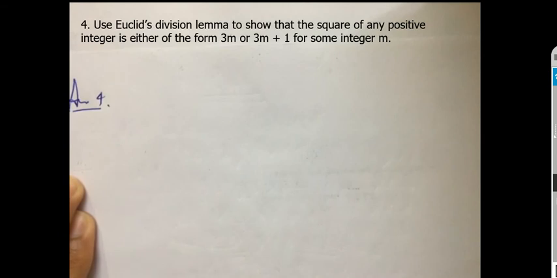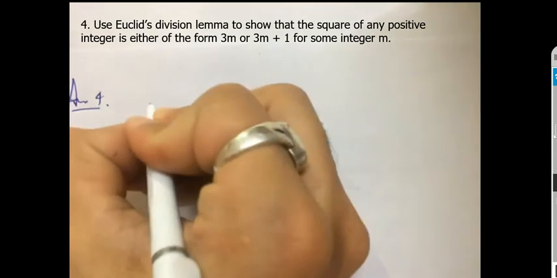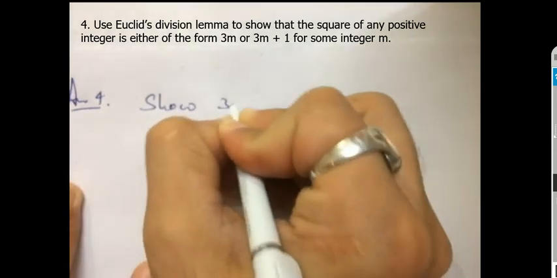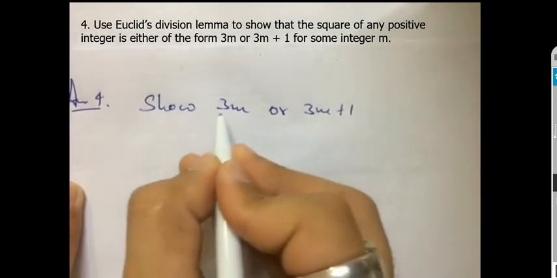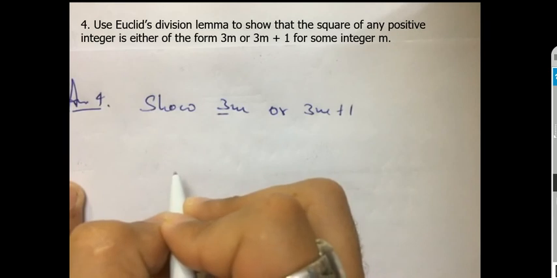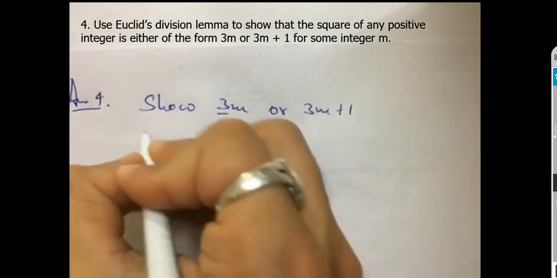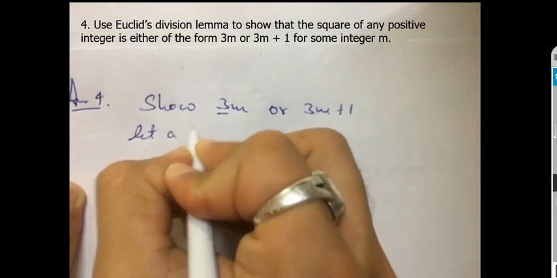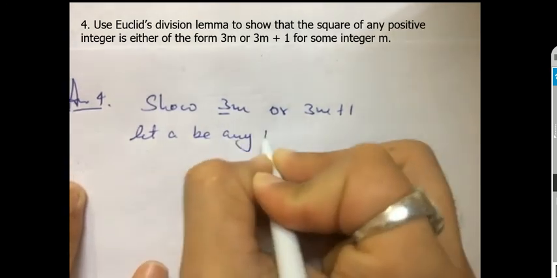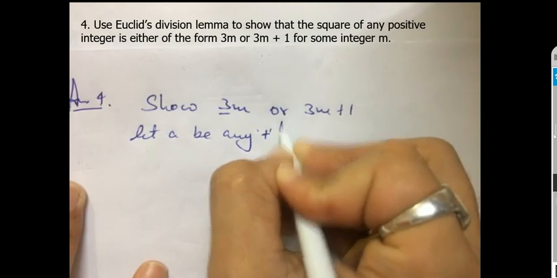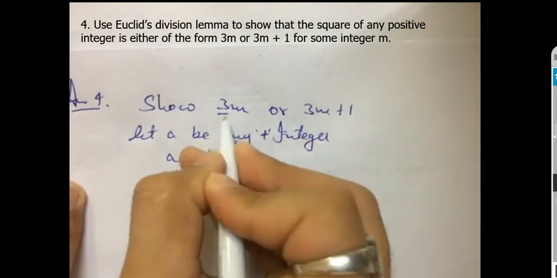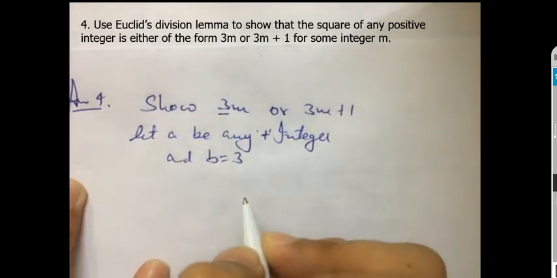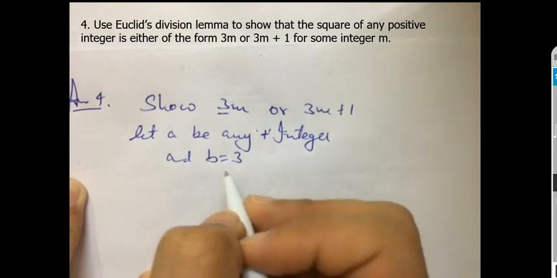As we know, we have to show that the square of any positive integer is in the form 3m or 3m plus 1, that is, it is divisible by 3. Let a be any positive integer and b equal to 3, because we have to show that this integer is divisible by 3.